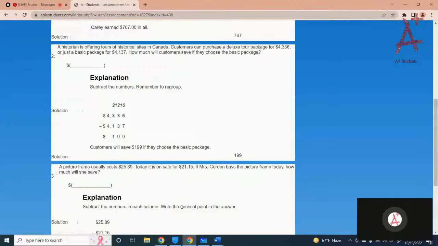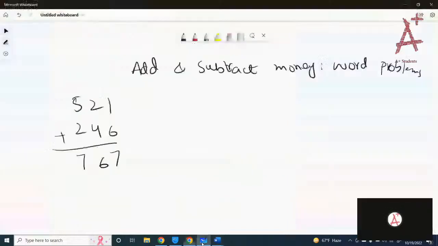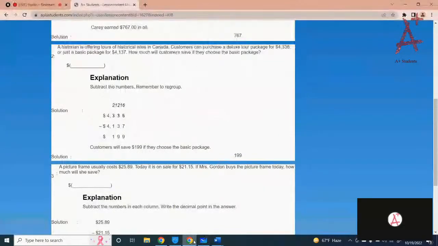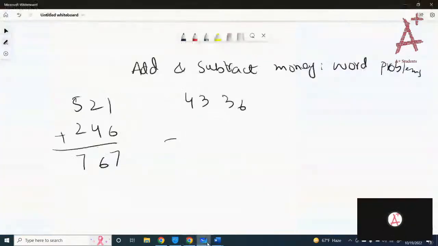Okay, so it is 4,336, and you have to subtract 4,137. Got it? So start subtracting.